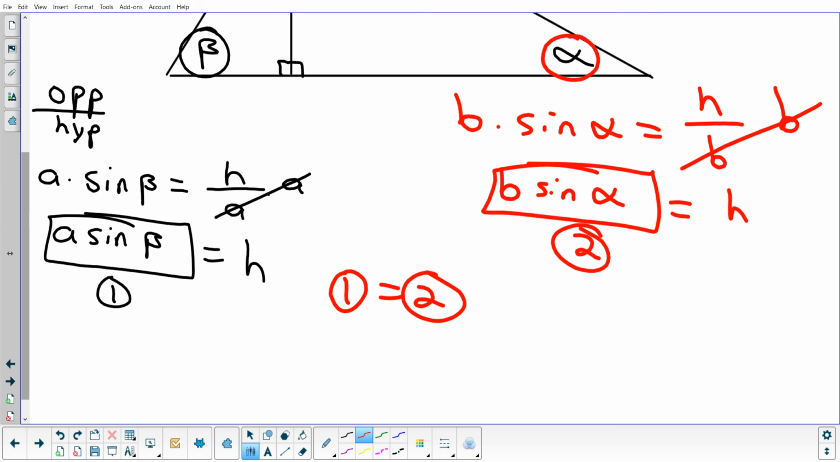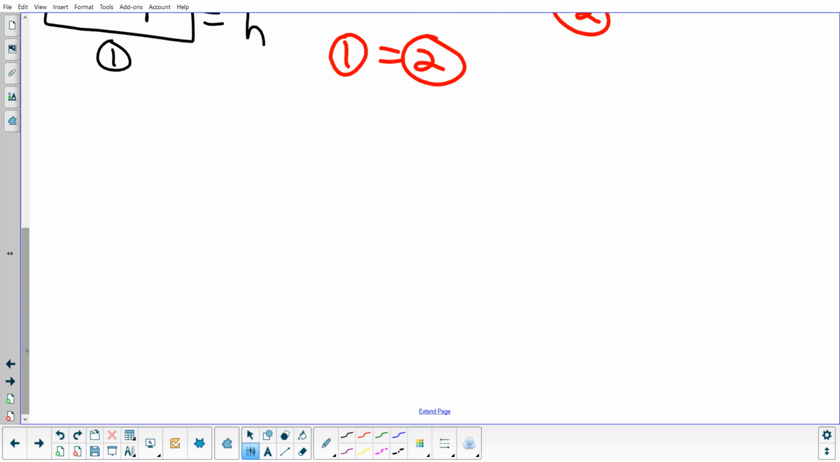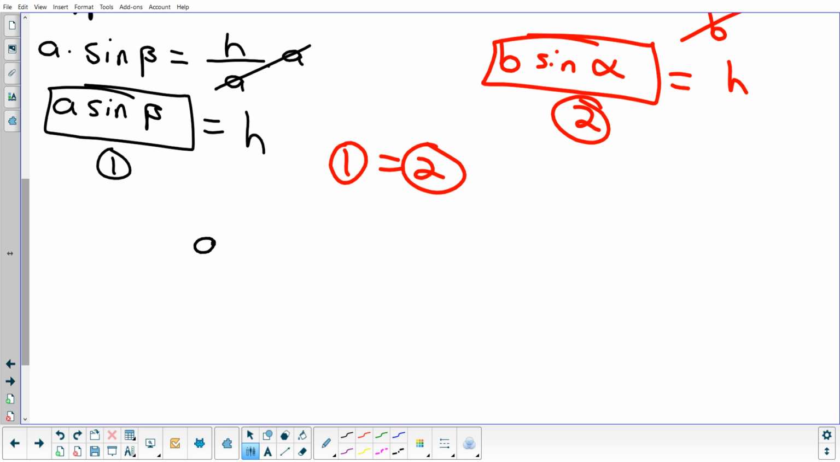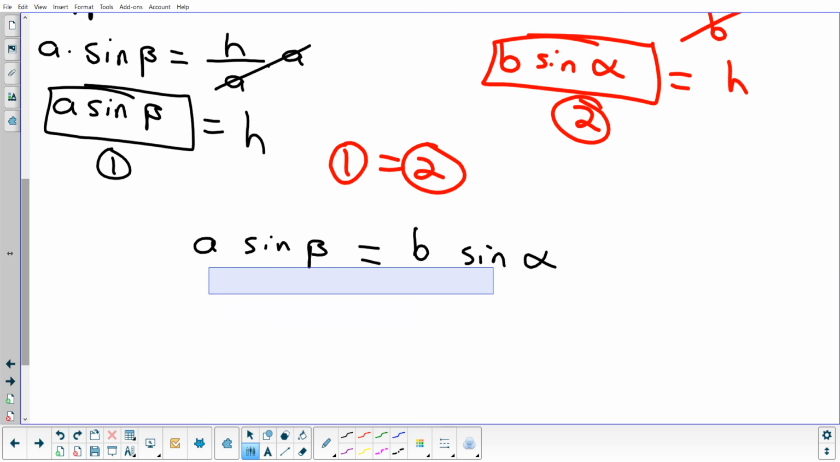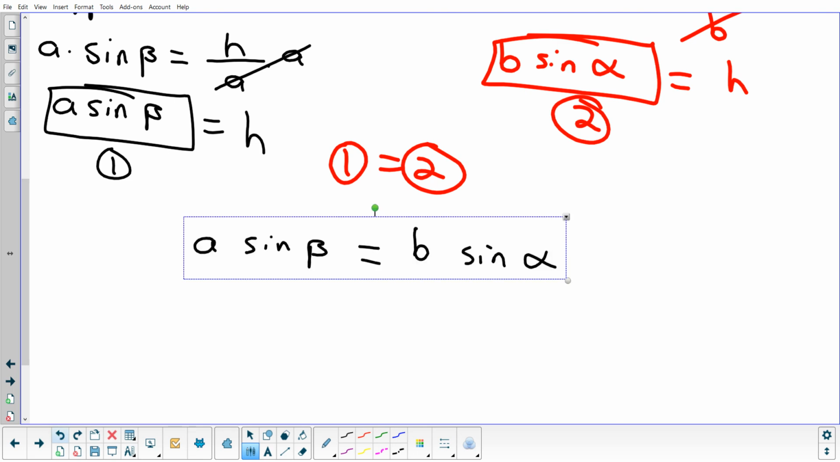So now, let's write that down, and that is pretty much getting us where we need to be. So we have A sine beta, that's box 1, equals B sine alpha. Now, when we normally write this law, they usually put the A over with the alpha, and they put the B over with the beta. So how could you move the A so it's over with alpha?